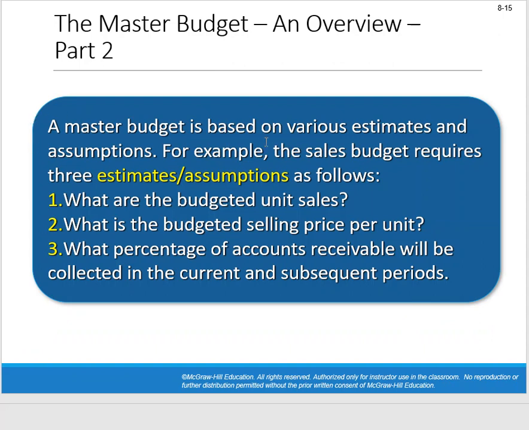So a master budget is going to be based on various estimates and assumptions. So as we do budgeting, remember in managerial accounting, we're not about precision as much as we are about relevance and timeliness. So absolutely, this is going to be based on estimates and assumptions. And some of these assumptions we're going to have to make in terms of payment patterns and collection patterns and all of that. And they may not always be true, but they are good enough for budgeting and managerial accounting. So the first thing we need to figure out in terms of starting our sales budget is what is our budgeted unit sales, and what is the selling price per unit? And then finally, what percentage of accounts receivable will be collected in the current and subsequent periods? So in terms of how much will we collect now, how much will we collect later?